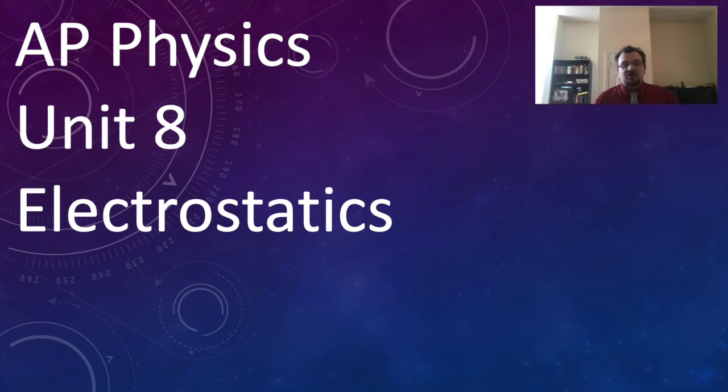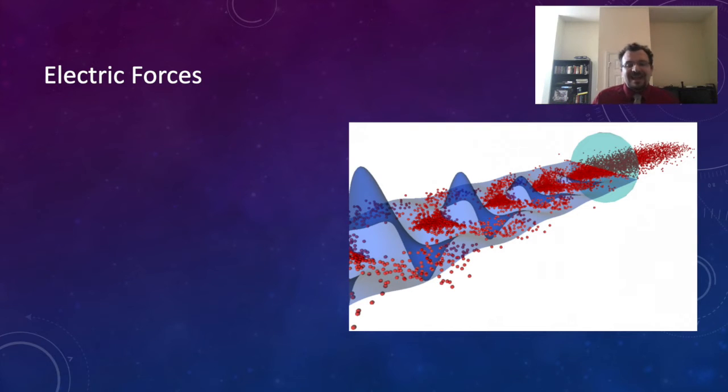Hello, so today we're going to be discussing electrostatics. Basically, the electric force that exists between a charged object and other charged objects or electric fields. So we're going to start off with discussing Coulomb's Law, which is the way that you can calculate the force between two charged objects. So, electric forces.